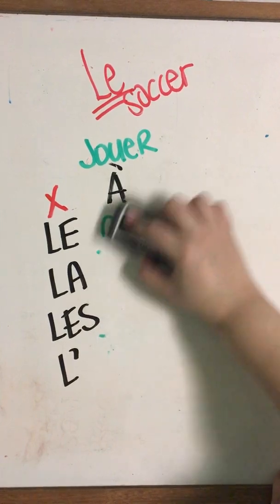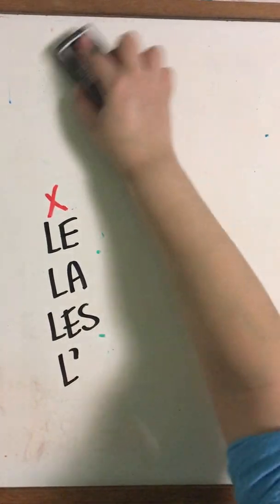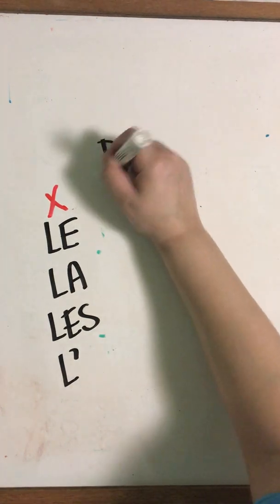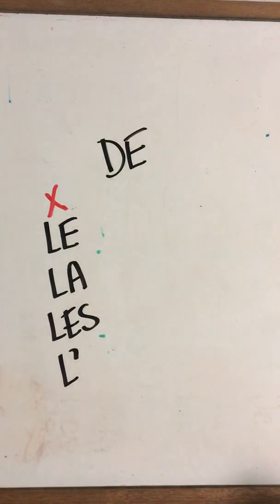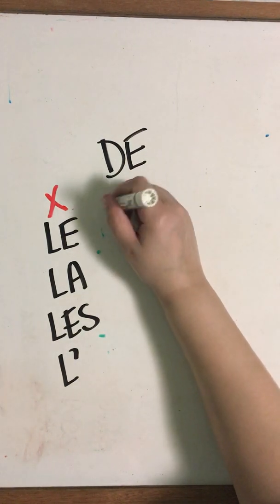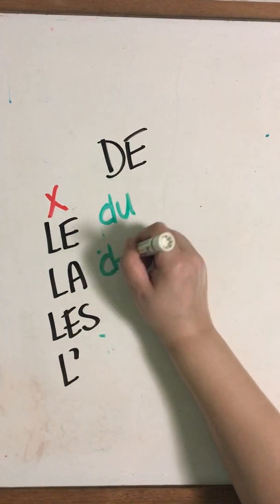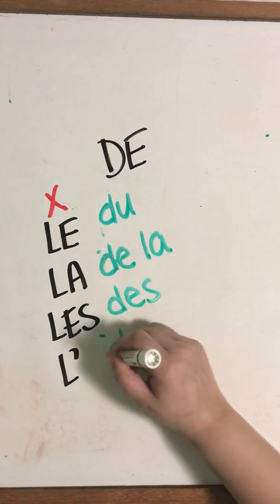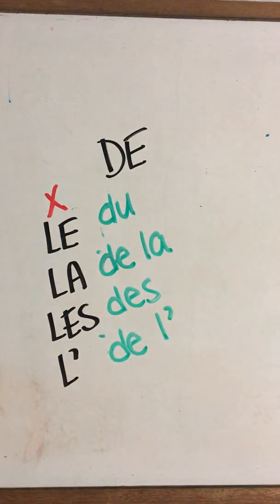Now, we have the other side to do, and that's de. And these are for the activity sports. We have du, de la, de, and de l'apostrophe. Okay?